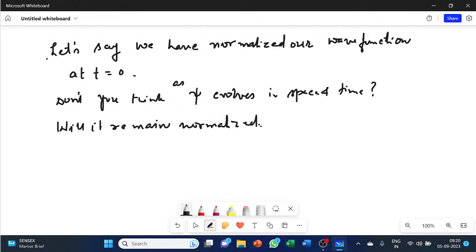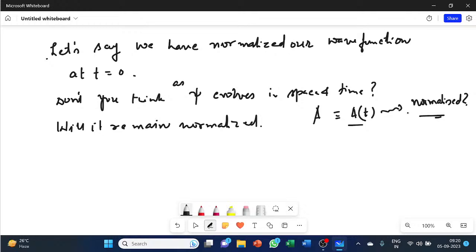Will it remain normalized? Okay. So let's say since psi is evolving, if A is also evolving in space and time, that is, if A is a function of time, then we'll have to normalize it at every instant, right? Will it not become very difficult for us? This is what I want to question.